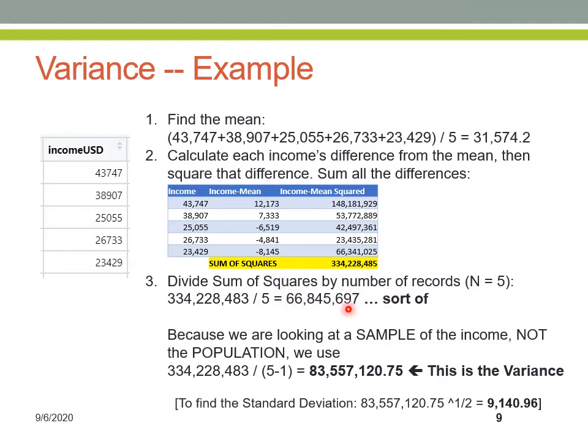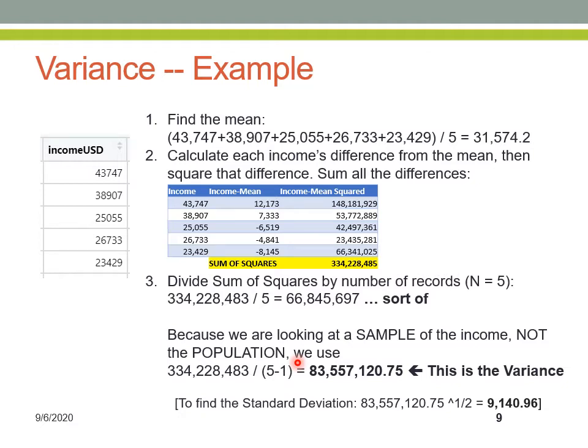And, oh, wait, we have to talk about something. Because we really are looking at a sample of our income USD data, namely the first 5 values. We are not looking at the population of all the values, namely the 32,000 and then some values. So we cannot divide by n. We have to divide by n minus 1. And that is the formula for when we are working with a sample and not the population.